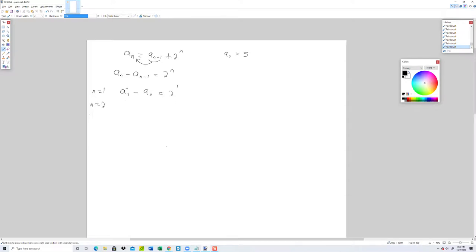For n is equal to 2, I plug 2 in for the n, so I get a sub 2 minus a sub, and then 2 minus 1 is 1. Oh, that's a 0. Can't read my own writing. And then equals 2, and then I plug 2 in for the n there, it's 2 squared. If I plug in 3, I get a sub 3 minus a sub 2, since 3 minus 1 is 2, equals 2 to the third.